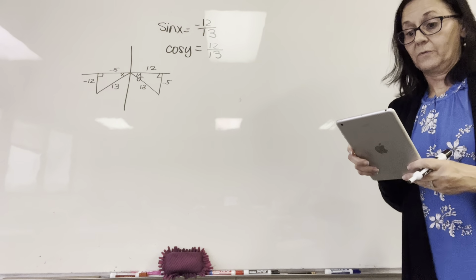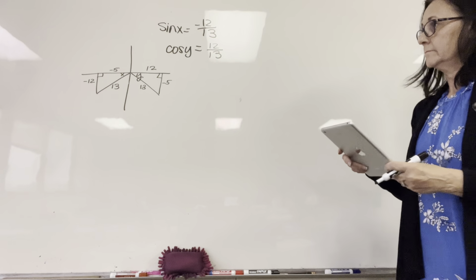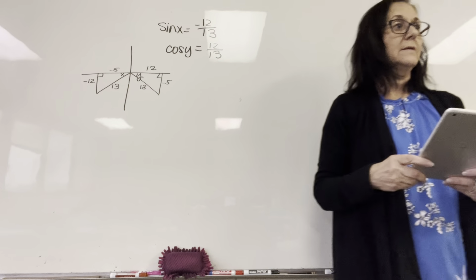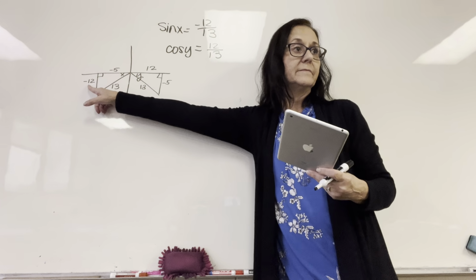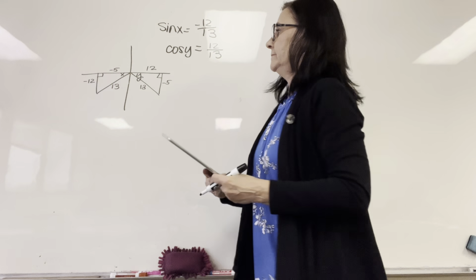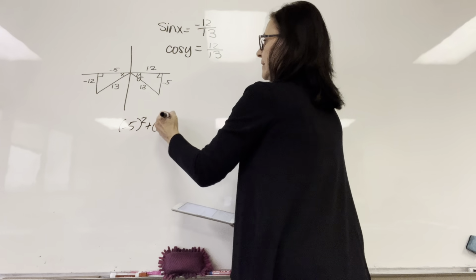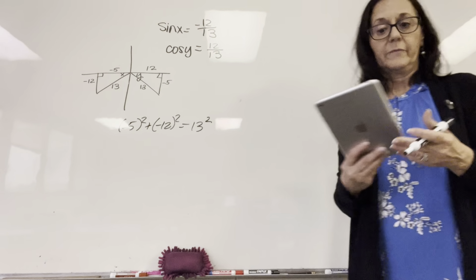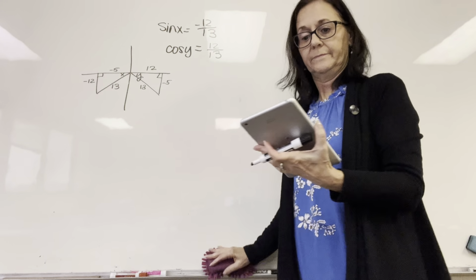I keep going up to the one above it. Yes, the diagonals will never be negative, right? Correct. Why is that? Because when I square a negative number, it becomes positive. Negative 5 squared plus negative 12 squared. You always end up with positive numbers. Your hypotenuse will always be positive.